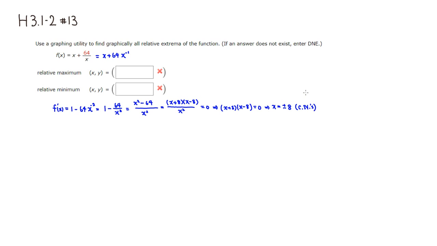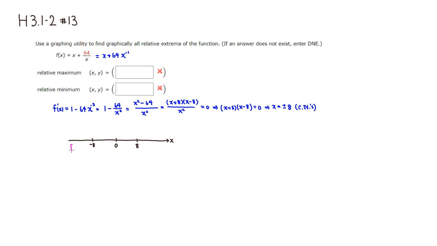Then I'm going to do a number line here. For the original function, since x is on the bottom, the domain is all real numbers except for 0. So I'm going to put a tick mark for 0. And these are the critical numbers, so I put negative 8 here and positive 8 there. Then we just need to look at the sign of the derivative.